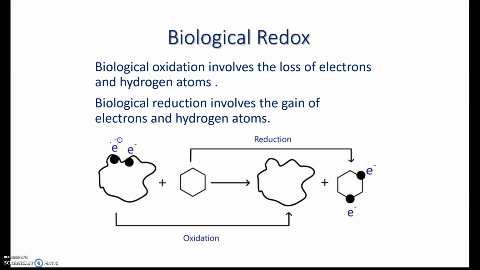Oxidation is the loss of electrons and hydrogen atoms from a donor molecule. So here we add hydrogens. The acceptor molecule right here accepts electrons and hydrogens.